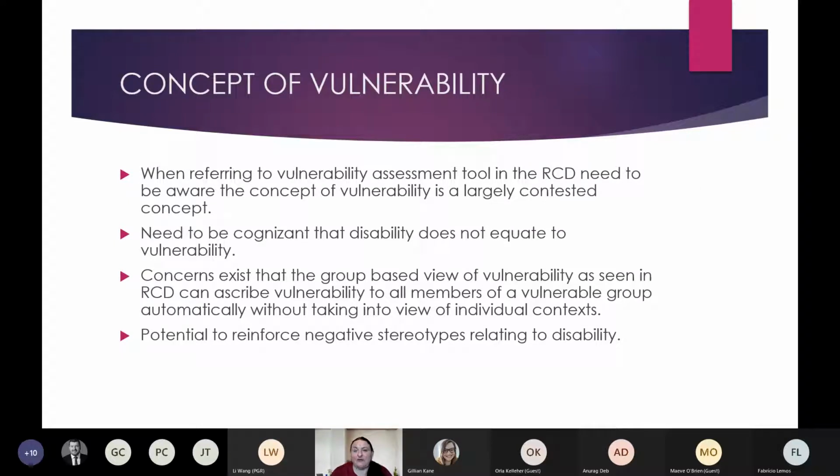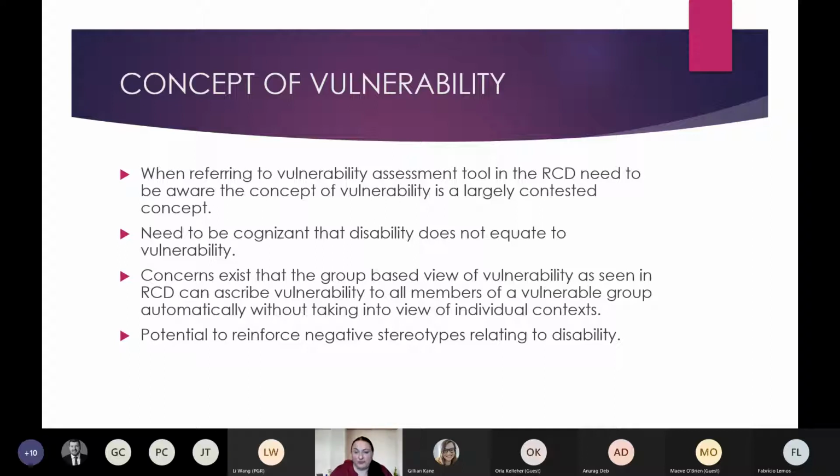So when referring to the vulnerability assessment tool in the recast conditions directive, which I'll describe in the next slide, as John had mentioned vulnerability earlier in his presentation, vulnerability is a contested and very loaded topic, and we need to be aware that the concept is contested and that disability does not necessarily always equate to vulnerability. Currently, talking about the RCD, the provision about vulnerability assessments means that vulnerability is spoken about a lot, but not all disabled people are vulnerable, and that is something that we really need to be clear about.